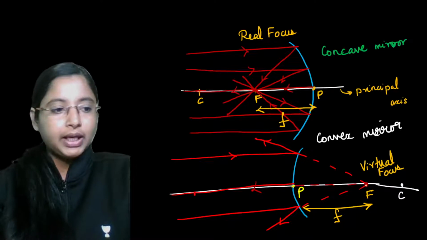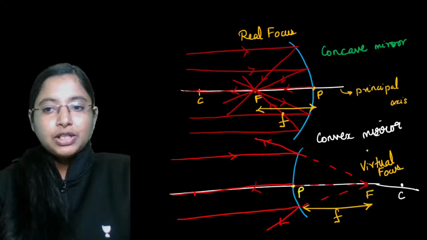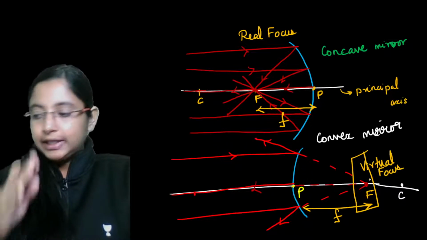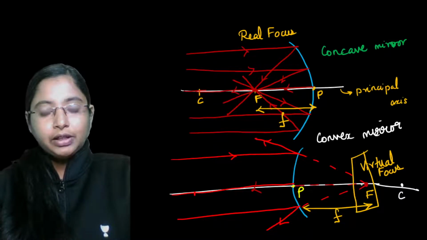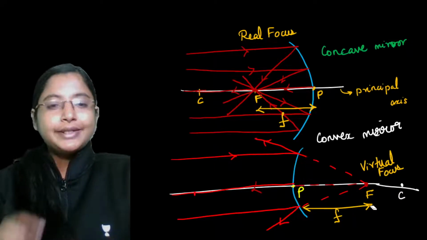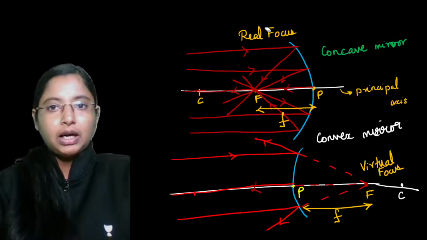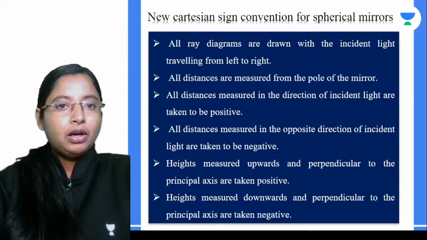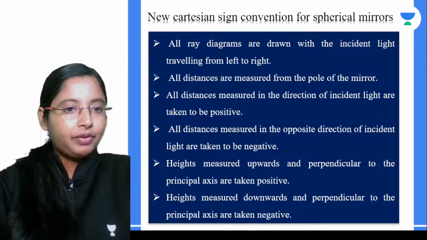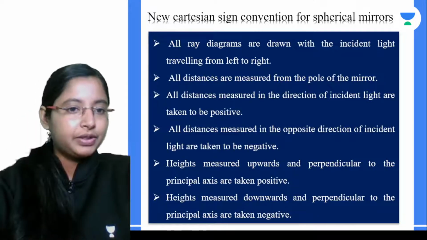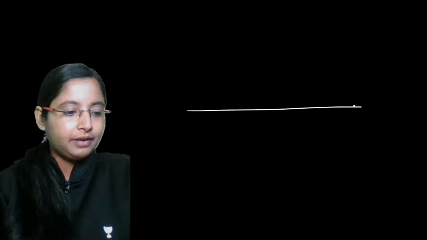Other than this, if you draw a plane where all of these rays converge, a plane perpendicular to the principal axis where the rays are focused, this plane is called the principal focus. So these are some definitions in relation to mirrors. Now let's see some sign conventions that we have to take when we work with spherical surfaces and derive the mirror formula.